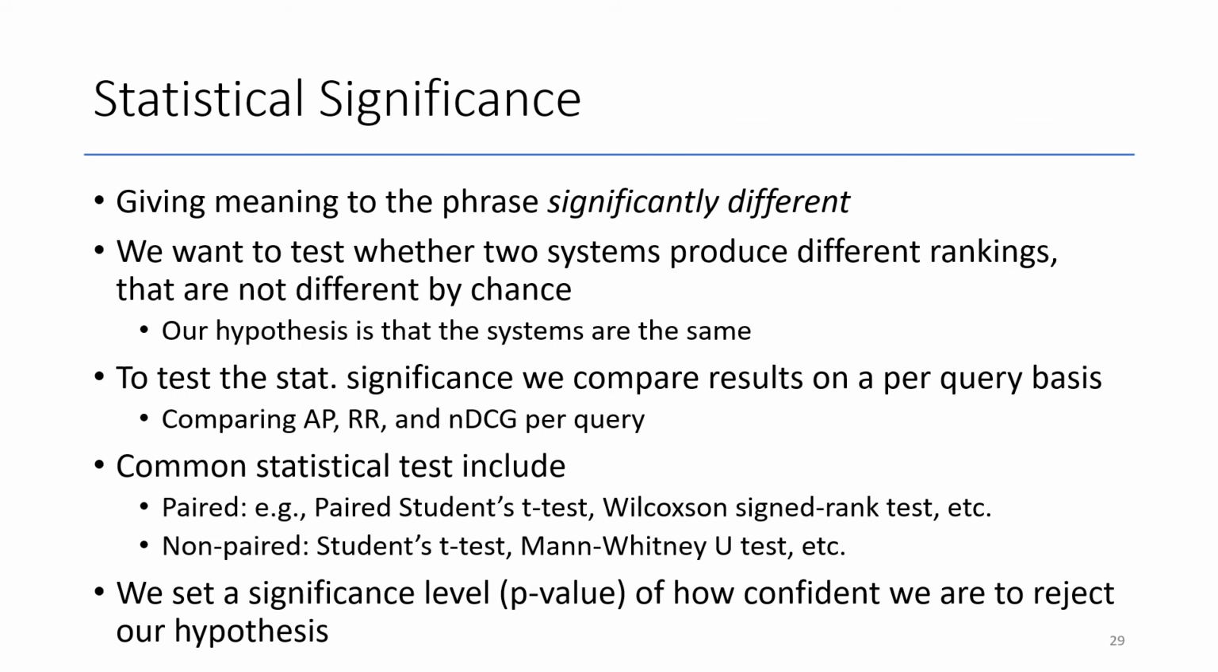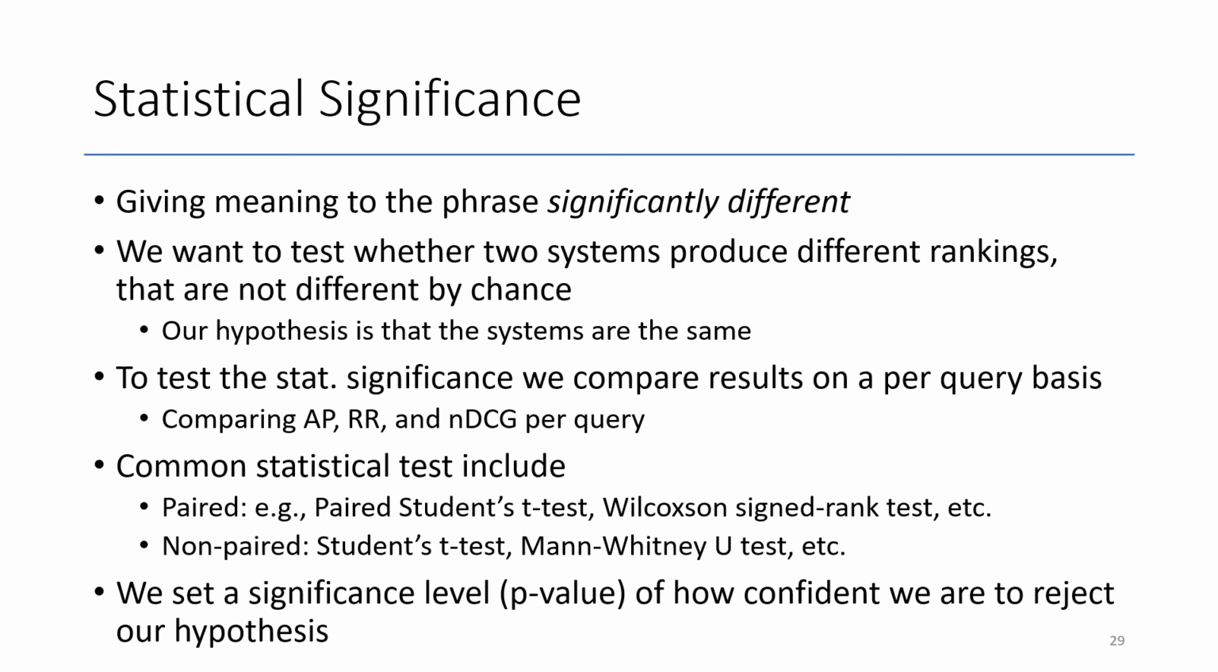Very often people use the phrase, well, it's significantly different, right? And normally if non-researchers say that, it's just a common phrase. But if researchers, especially in publications, write the term significantly different, they have to prove it. You can't just say it. Significantly different has a very specific meaning: we test whether two systems produce different rankings that are not different just by chance, so not just some random perturbation that gives us differences.